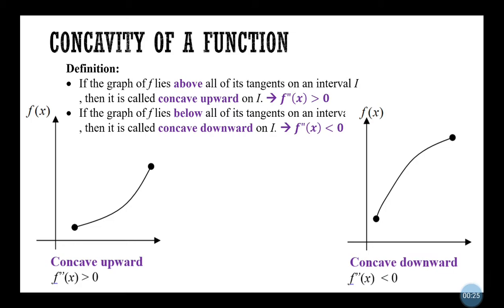Apa maksud concavity of a function here? So as the definition stated here, if the graph of f lies above all of its tangents on interval I, then it's called concave upward, where it implies f double prime x is more than 0. The other way around, if the graph of f lies below all of its tangent lines on an interval I, then it is called concave downward, or f double prime x less than 0.